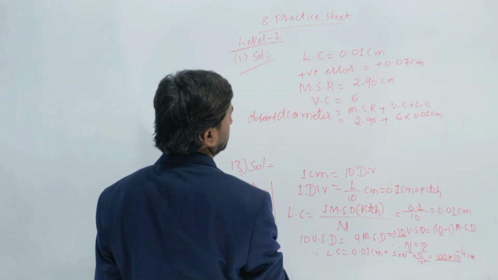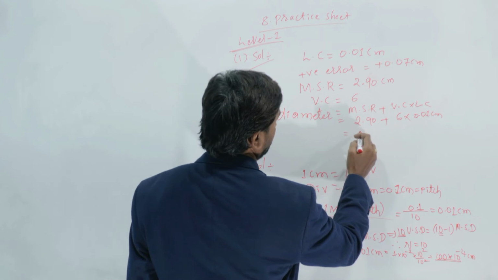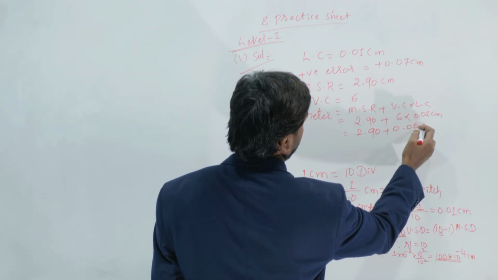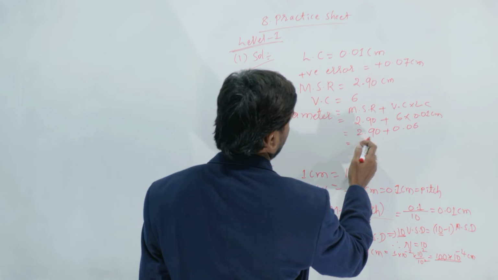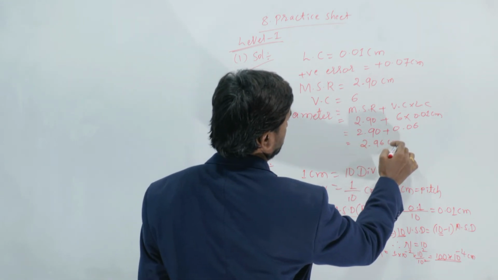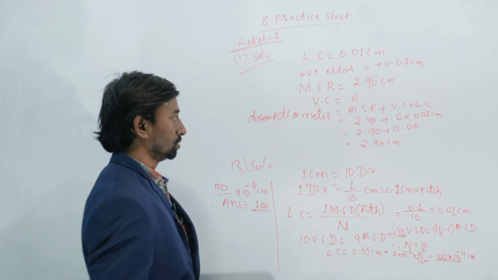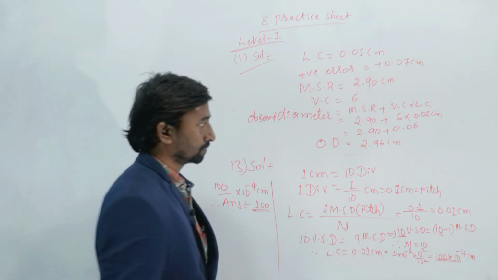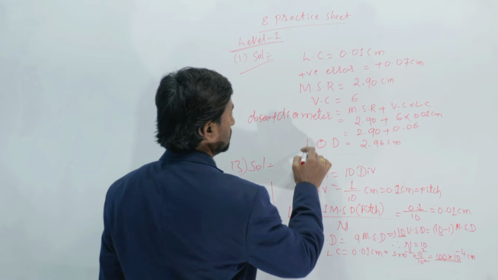Observed diameter is this one. So we can add here 2.90 plus 0.06 centimeters. If we add them, we will get 2.96 centimeters. So this is the observed diameter.